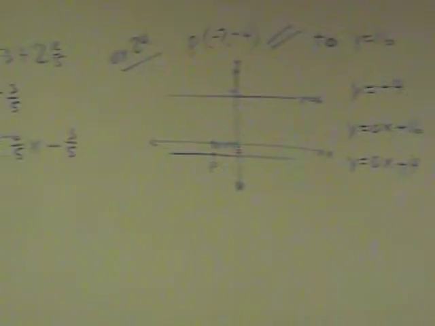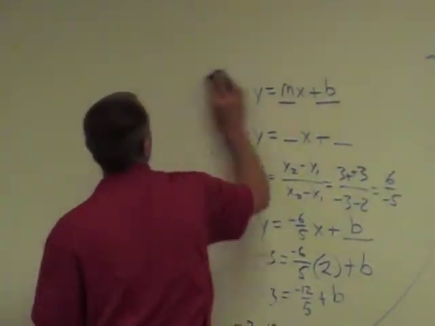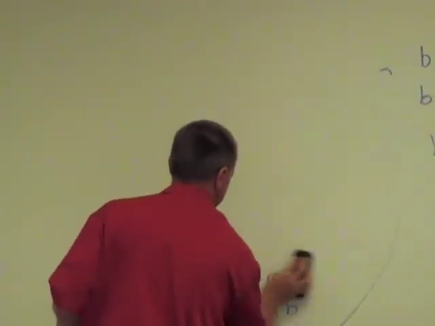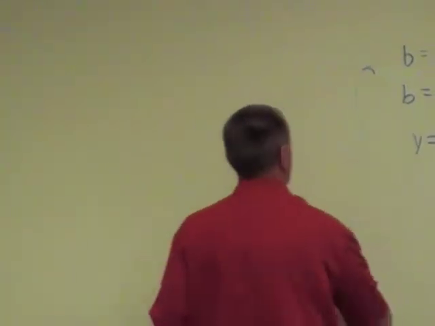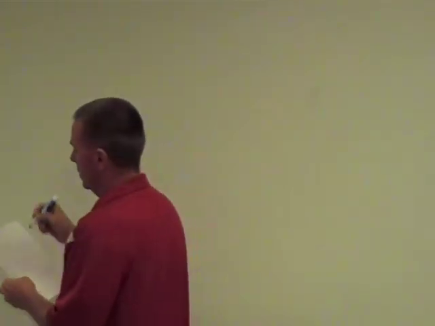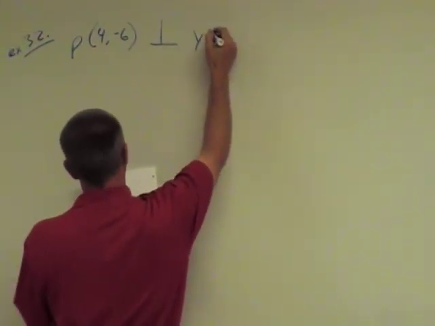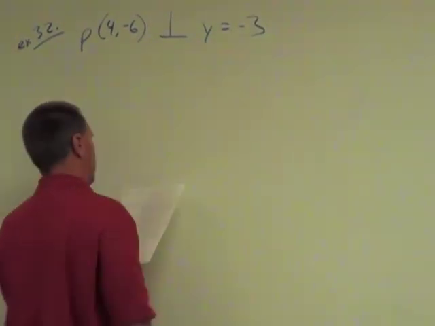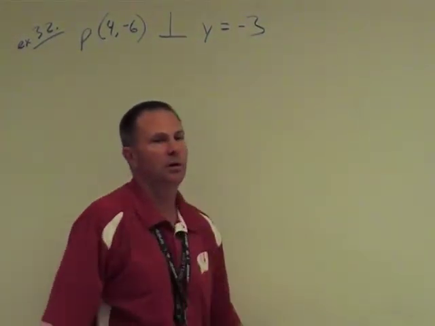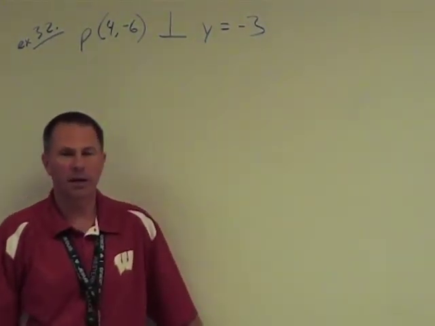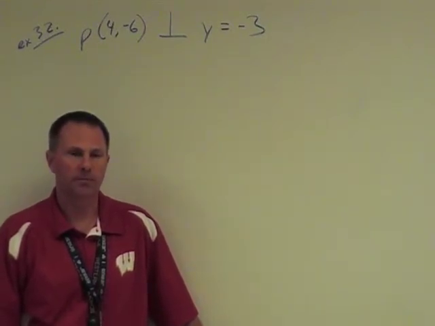Alright, let's see if we can change this up. See if you've learned your lesson. I want the equation of a line, this is example 32. Equation of a line going through point P, which is (4, -6), perpendicular to the line y equals negative 3.